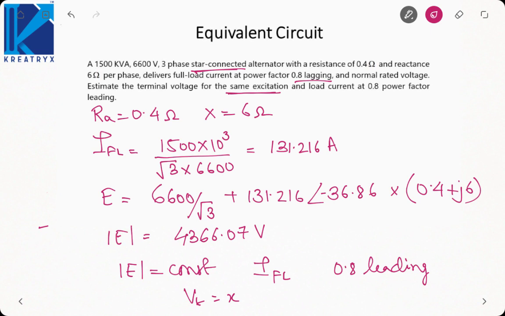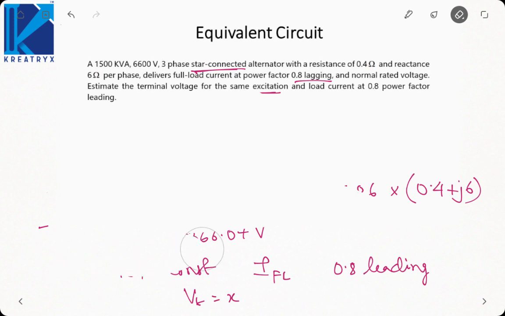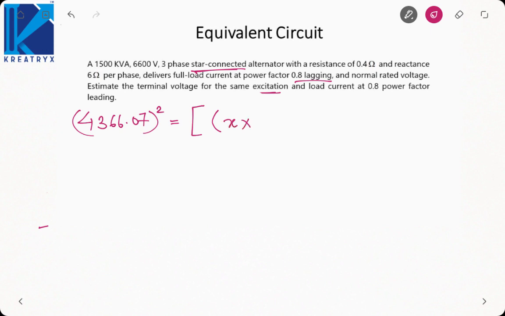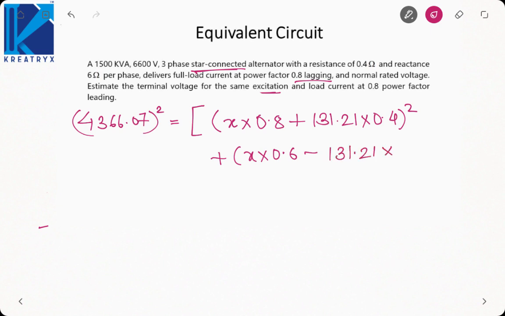I am not aware of its angle, so we cannot use the phasor equation, but we are already aware of the magnitude. So I will use the magnitude equation, which says mod of EMF, which is 4.4366.07 squared, shall be equal to (V cos phi, which is 0.8, plus IaRa, 131.21 into 0.4 x) squared plus (x into 0.6 minus, because it is leading power factor, 131.21 into 6) squared. Okay.